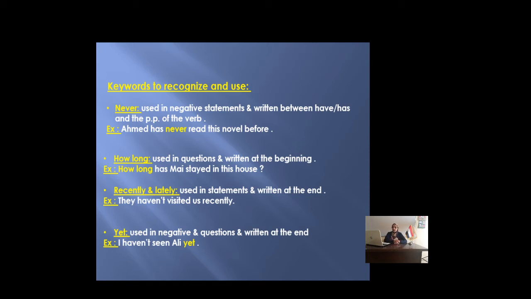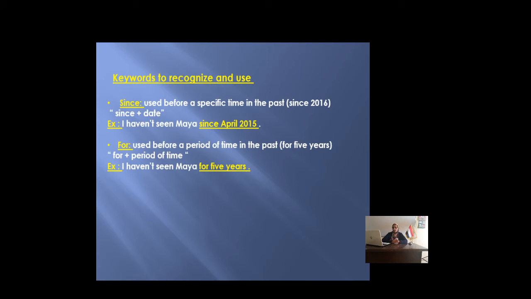Then we have yet. Yet is used in the negative form and in the question form. Have you done your homework yet? No, I haven't done my homework yet. So also it's a very, very sad one because it comes at the end of the sentence. Let's go to slide 5 here. We have the most important keywords in this tense. We have since and for. Okay. Let's talk about this.